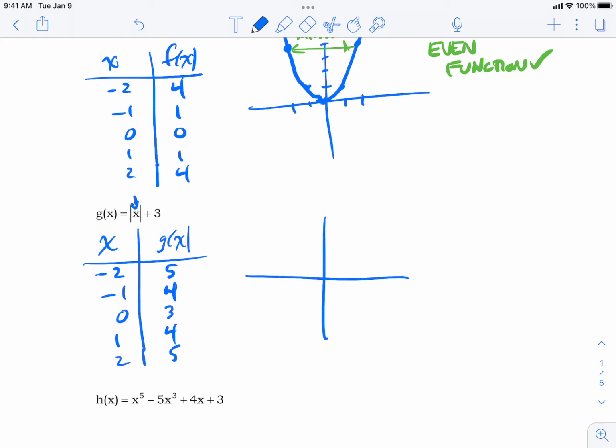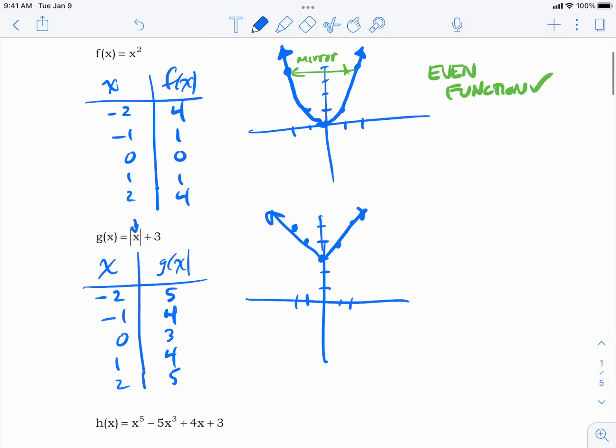Okay. So when you go graphing this thing, it's kind of up here a little ways. When x is negative 2, I'm at 5. When x is negative 1, I'm at 4. 0, 3, 1, 4. Now these are pointy. When x is inside of absolute values, you're going to get these pointy kind of graphs. They're not parabolas, but they're similar, I suppose. Except this is going up at 45 degrees, and this is going up at negative 45 degrees over this way. But you can definitely see there's like a mirror here. So this is another example of an even function. So this is what even means.